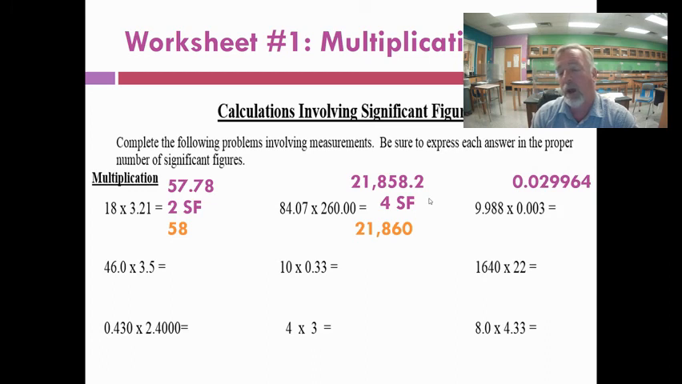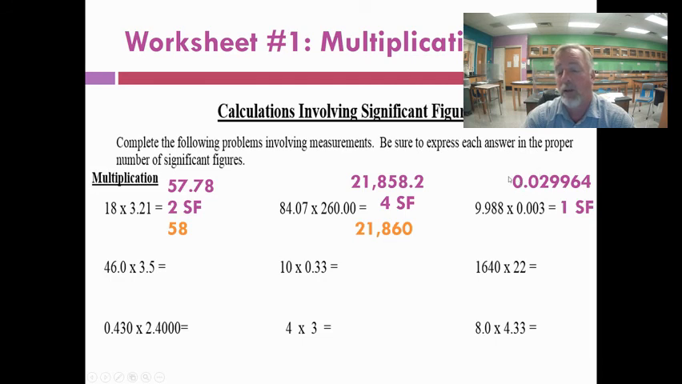Punch these 2 numbers in your calculator, you get 0.029964. How many sig figs are we allowed, guys? 9.988 tells you there's 4. 0.003, what kind of zeros? They're leading, they don't count. We only have 1 sig fig here. We've got to round our 0.029964 to 1 sig fig.